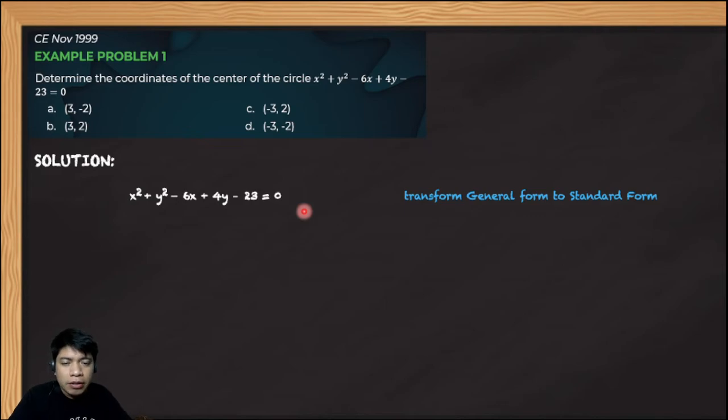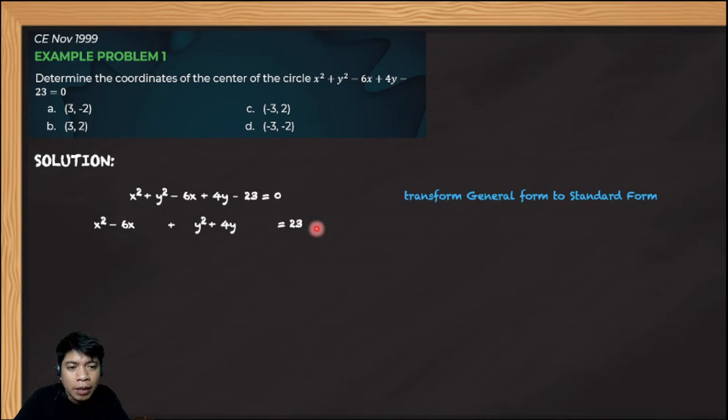Para magawa natin yan, kailangan natin ihiwalay muna guys yung mga may variables na x. So, that is x squared minus 6x. Tapos, ihiwalay din natin of course yung may variables na y. That is y squared plus 4y. Tapos, yung negative 23 dito, transpose natin sa kabilang side. So, equals to 23 na lang.